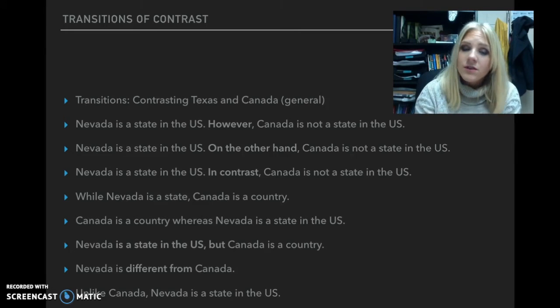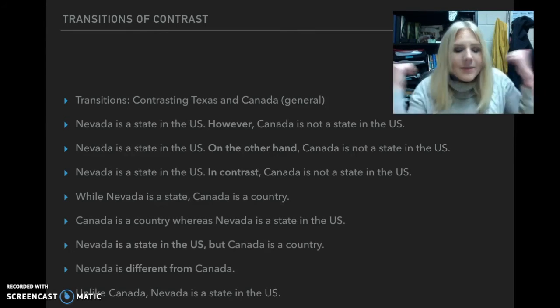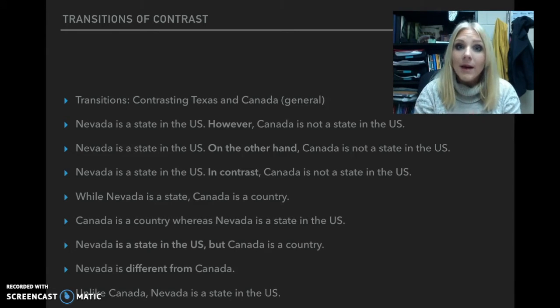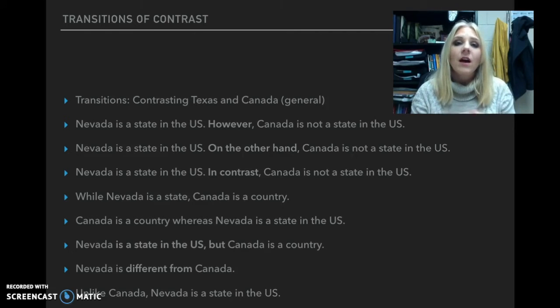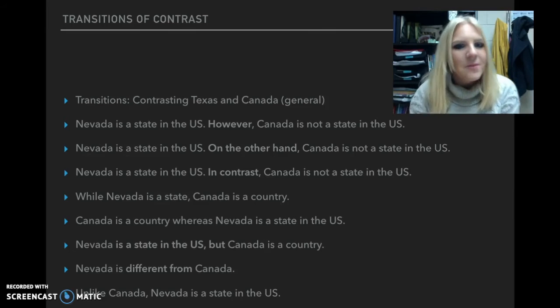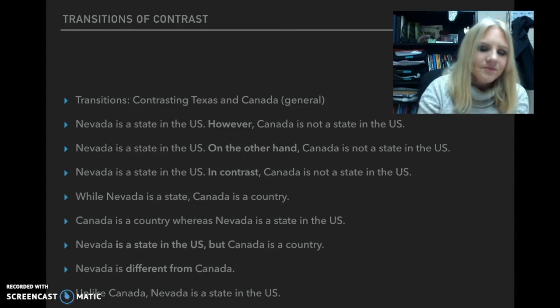Now, for those of you that want to use a compound sentence, we can go way back to the beginning and still use our friend but. All right, using that compound sentence with but in the middle still works, and it still shows contrast because the word but by itself already indicates contrast, as we already know. So Nevada is a state in the US, comma, but Canada is a country.